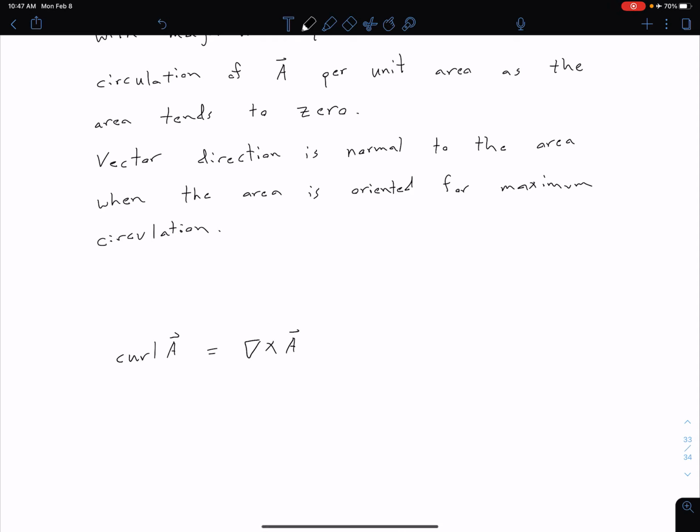So we're using our vector cross product, and that's going to be equal to the limit as that delta S, our surface, is going to 0 of, now we're going to have a line integral along the closed path L of A dot dl, so we have the circulation of A around L divided by that delta S, and our result is a vector, so we need to have this in a direction, so this is our maximum value, and this is going to be in the direction of some unit normal vector.